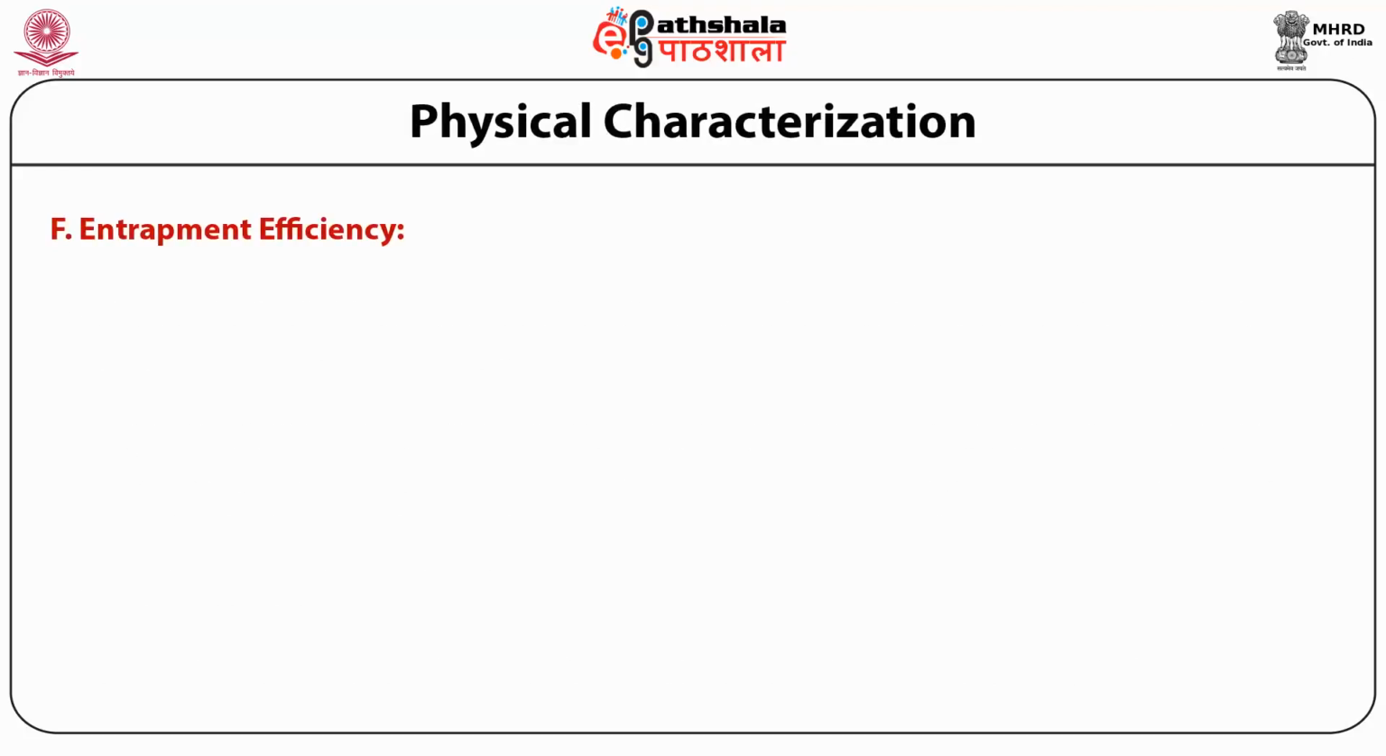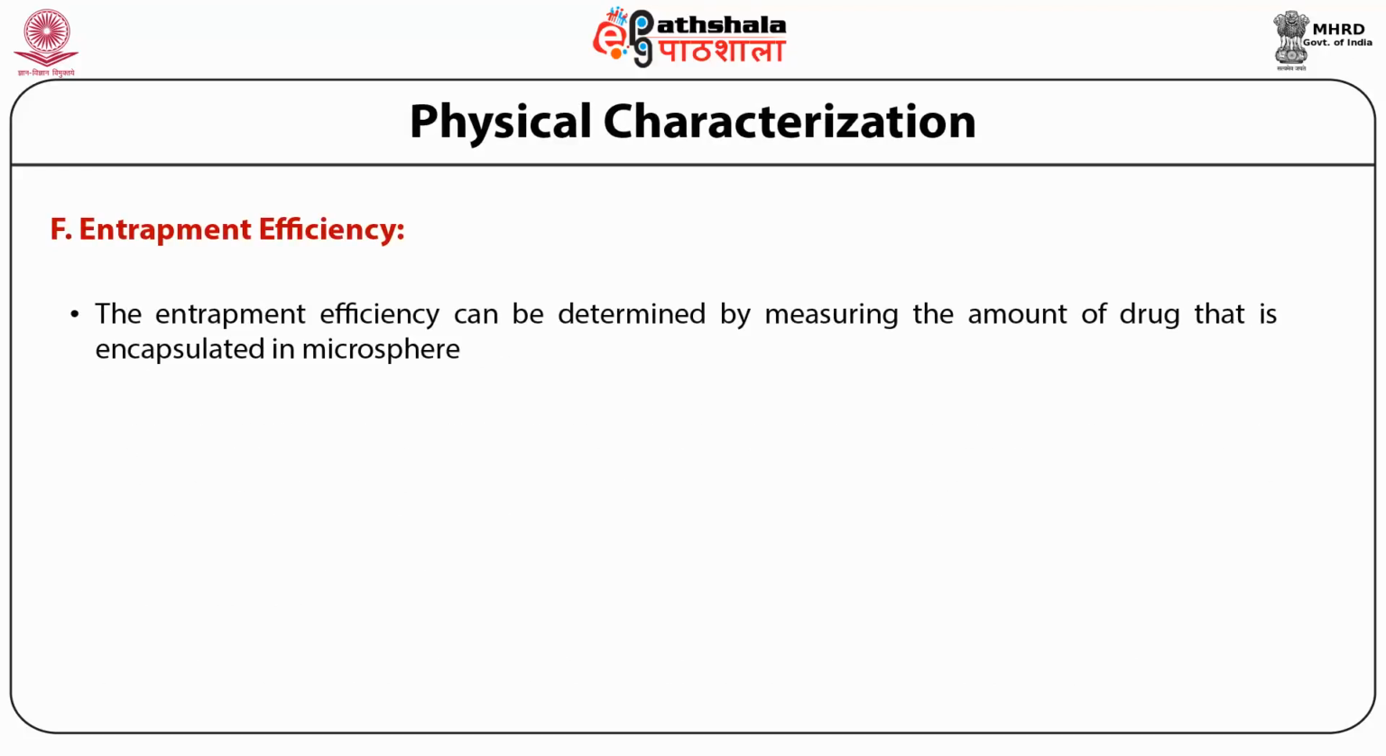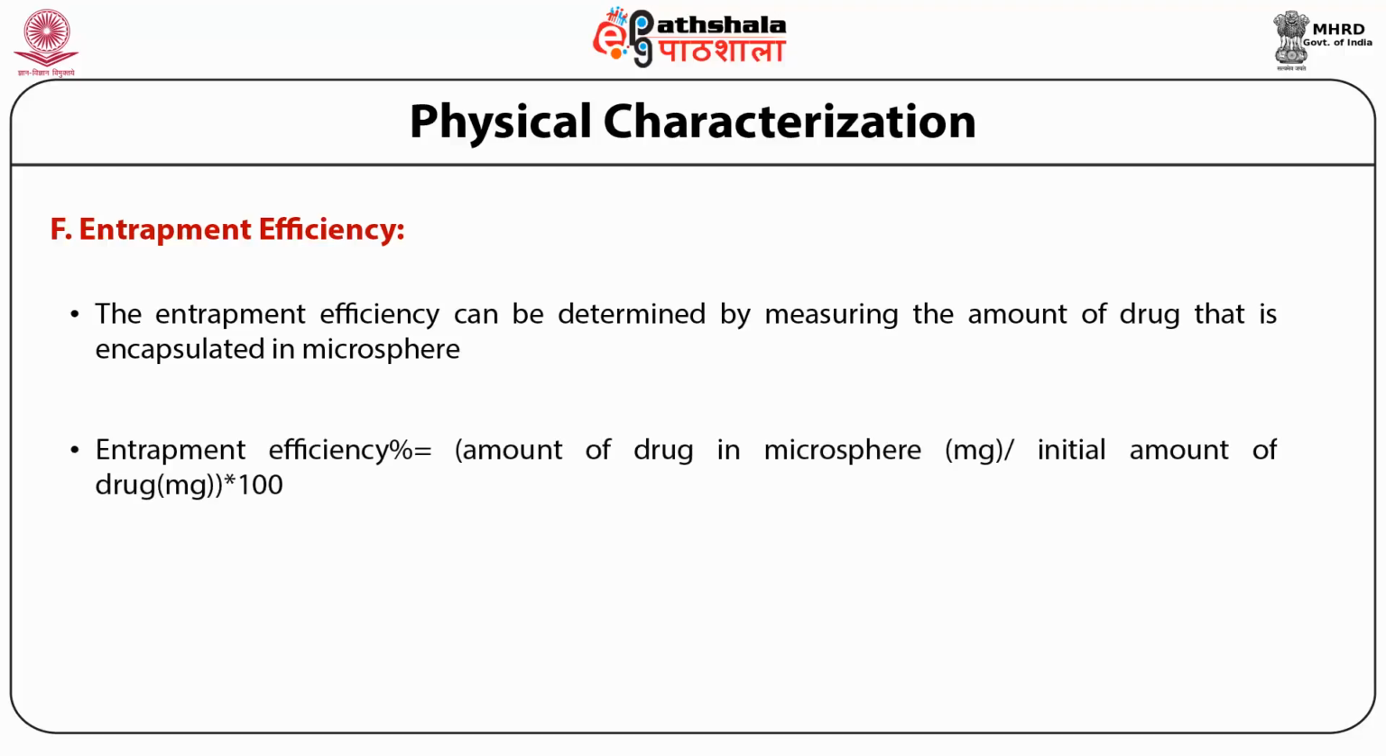Entrapment efficiency. The entrapment efficiency can be determined by measuring the amount of drug that is encapsulated in the microsphere. The percentage entrapment efficiency can be calculated using the formula: amount of drug in microsphere in milligram divided by the initial amount of drug in milligram, multiplied by 100. The result will be in percentage.